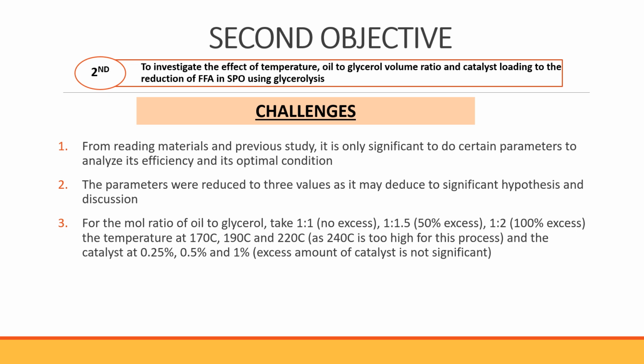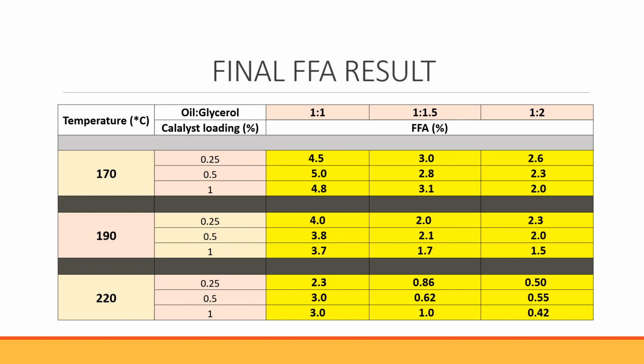And then the temperature, we know that it must be a high temperature, but 250 is too high for the process and will disrupt it, so we will take these three ranges. And the catalyst, this is actually the standard catalyst loading, and an excess amount higher than 1% is not significant.